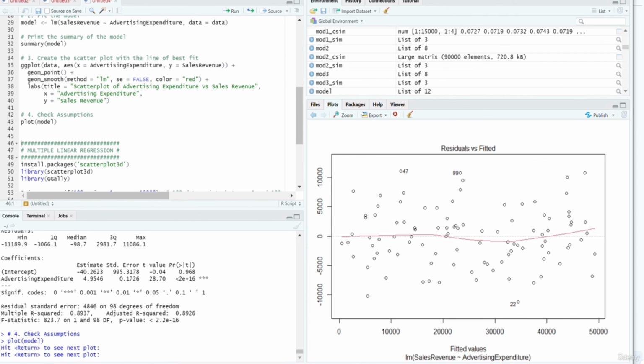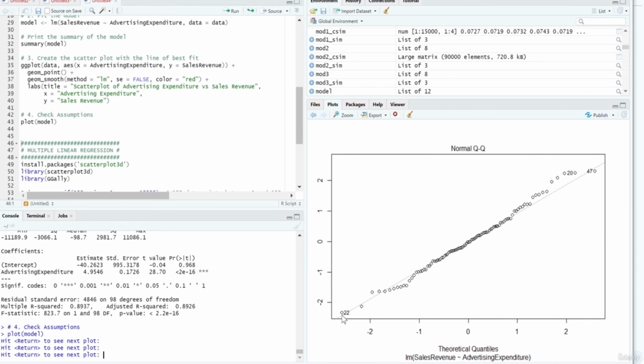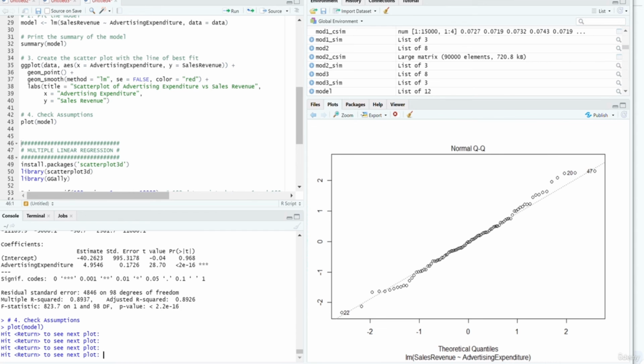The next plot is going to be our normal QQ plot. This is a way for us to test the normality of our residuals. If they were perfectly normal, you would see all these little black points be on this line perfectly. It deviates a little bit from normality, but it's not enough to where I would say that we don't meet that assumption.